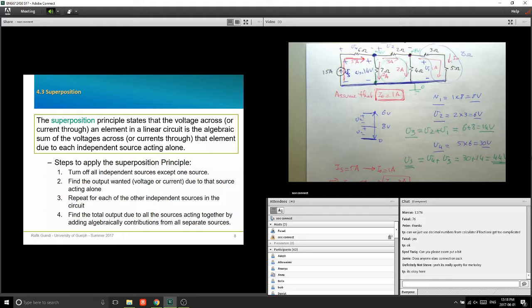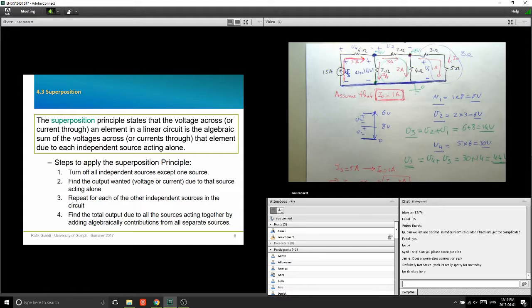If you have a circuit which has two sources, I could apply the node voltage method, write my KCLs and solve them simultaneously. We did that, okay? Or I could apply the mesh current method, because these methods are generic. They don't depend on having a particular number of sources. So if I have two sources, I can do that.